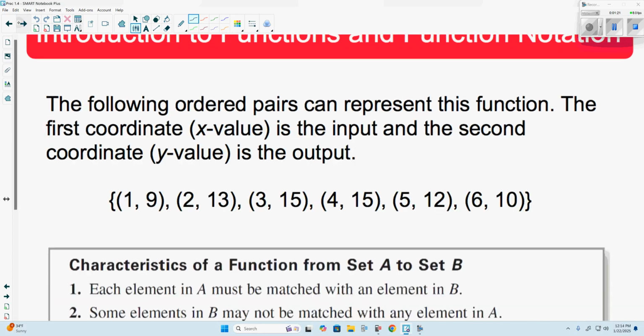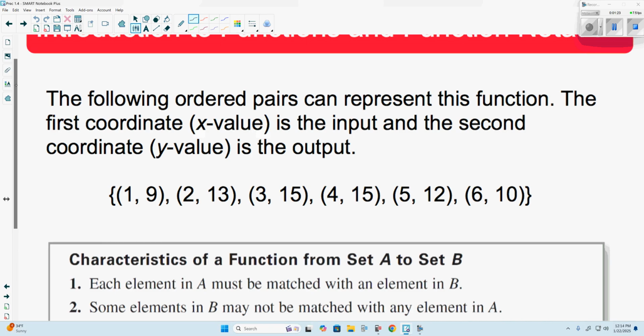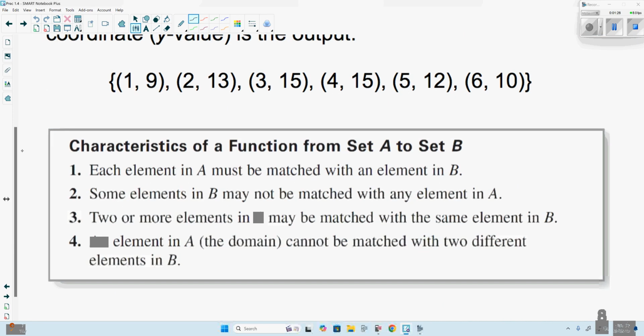So, talk about temperature. It is considered a function if each element in A must be matched with an element in B. Some elements in B may not be matched with any element in A. Two or more elements in A may be matched with an element in B. An element in A cannot be matched with two different elements in B. So, vertical line test.